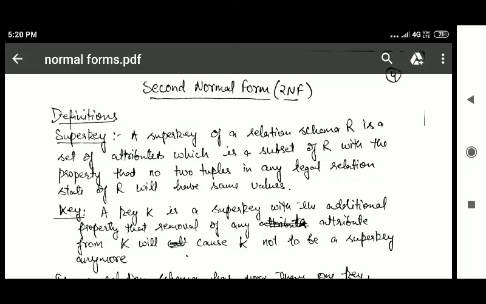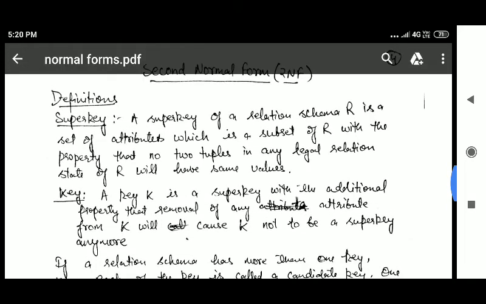Hello friends, welcome back. In this tutorial, we will study second normal form, that is 2NF. But before starting second normal form, it is necessary to understand a few definitions. So first of all, we will study superkey. So what is a superkey?